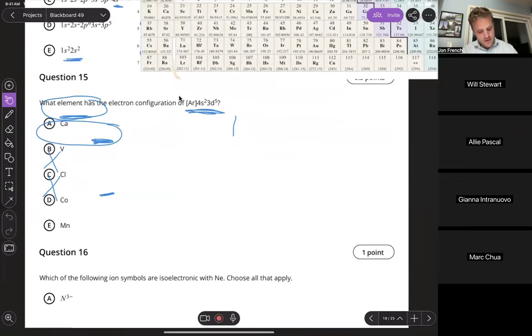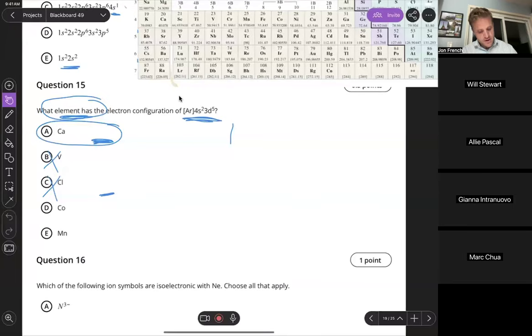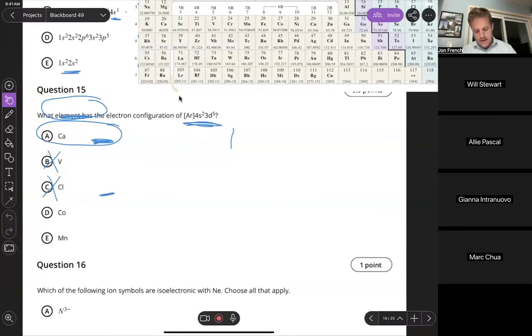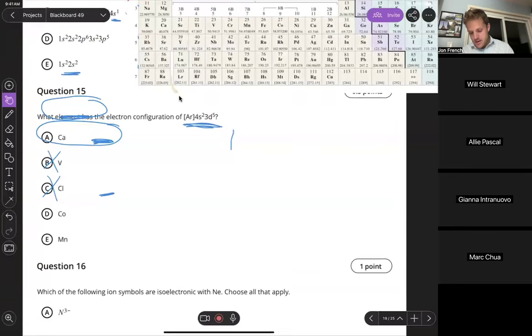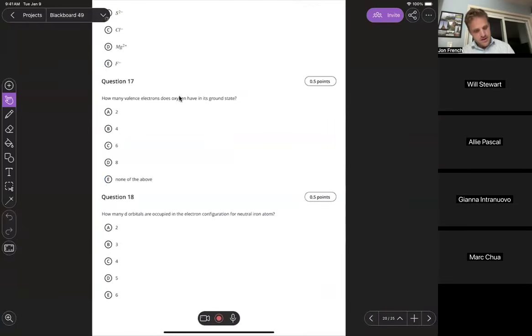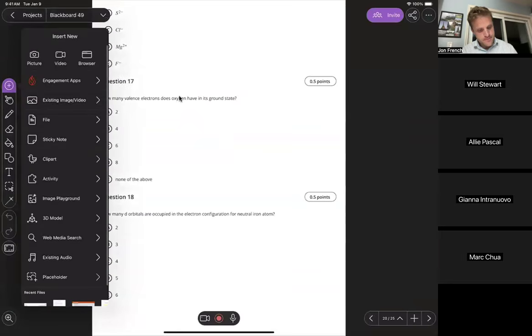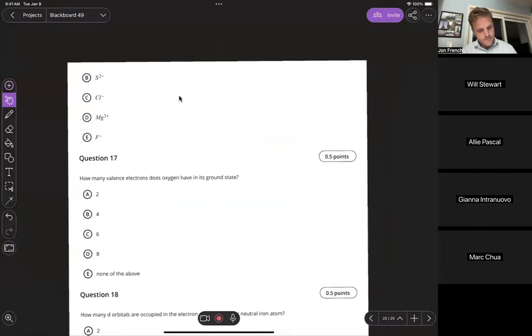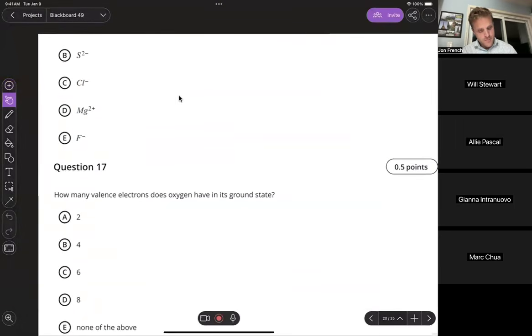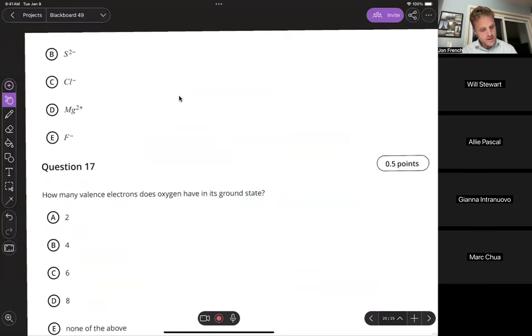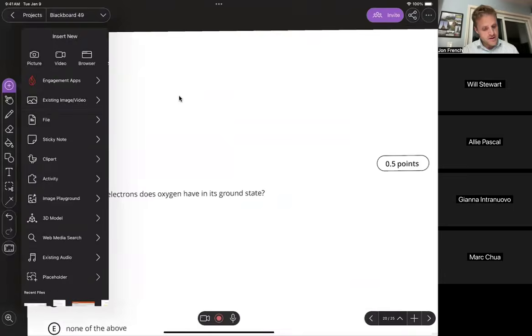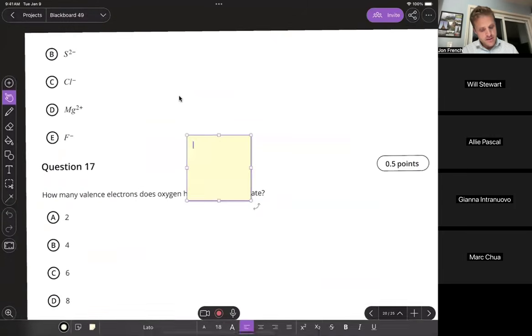Which of the following symbols are isoelectronic with neon? So I'll go to the next page. I've got nitride. All right, so we're looking for what is isoelectronic, has the same electron configuration as neon.